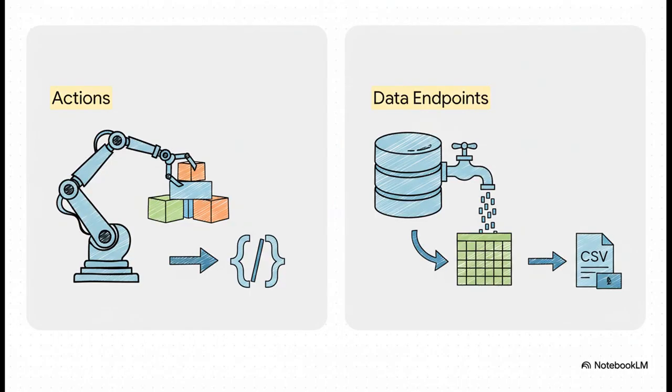There's a very clear separation of concerns here. Action endpoints are for doing stuff, create a user, update an order, and they always return a JSON object. Data endpoints, on the other hand, are for bulk exports, like getting a big daily sales report. And for that, they just return a raw CSV file.